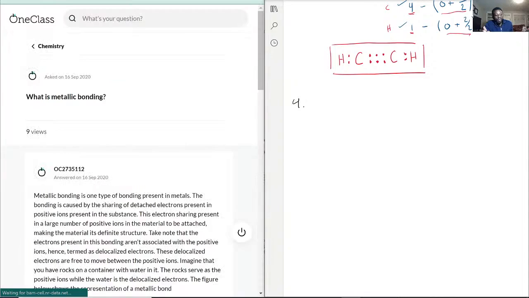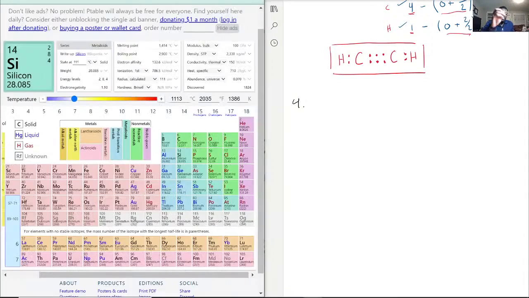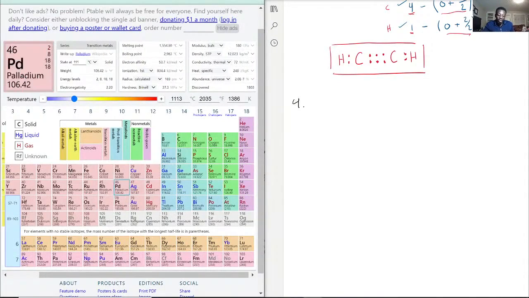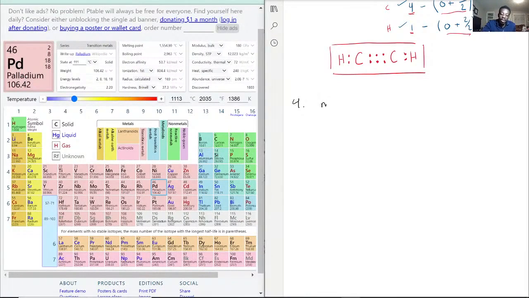So what we have for question 4 is, what is metallic bonding? Okay, so in short, metallic bonding is when two metals are bonded together. So there are common examples of metallic bonding.